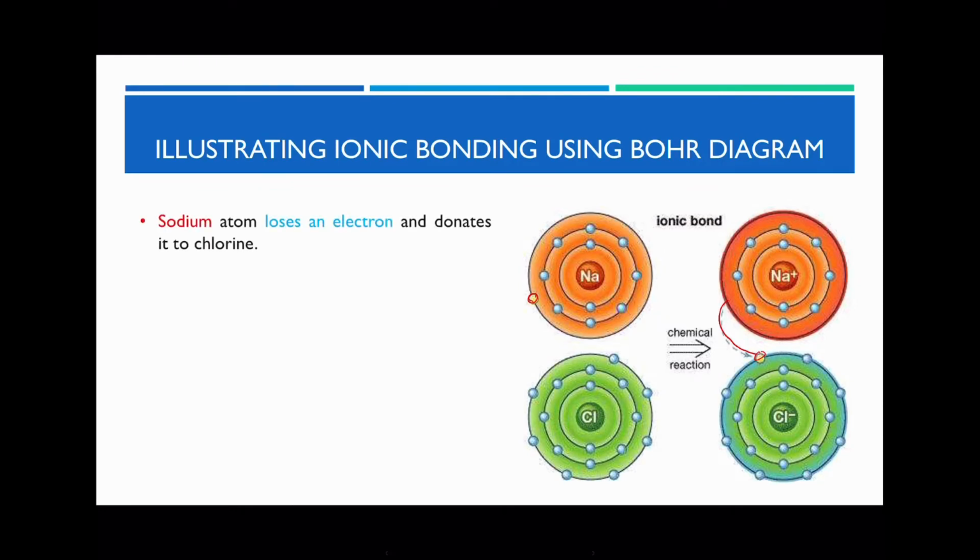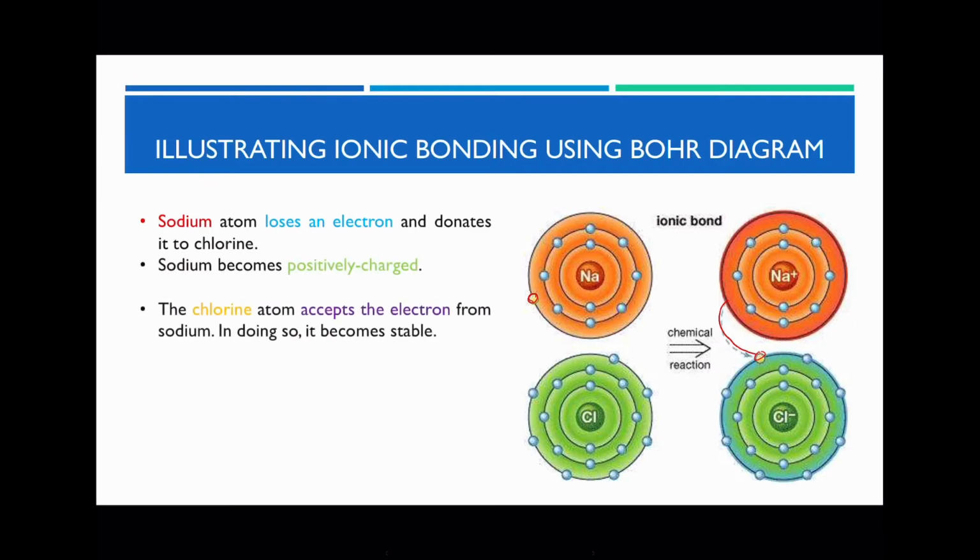So sodium loses an electron, donates it to chlorine. As a result, sodium becomes positively charged. The chlorine atom accepts the electrons from sodium. In doing so, this helps it become stable. Chlorine now becomes negatively charged after gaining the electron.